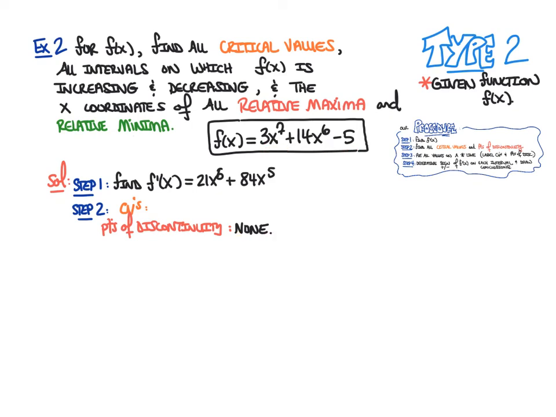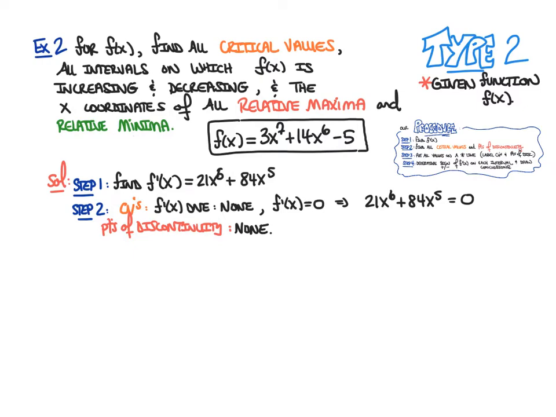For our critical values, there are 2 categories. The first is that the derivative does not exist, and there are no points that satisfy that. And the second for critical values is when the derivative is equal to 0. So we do have to do a little bit of work for finding when the derivative is equal to 0. We're going to set the derivative we've got from the last step equal to 0. So that's 21x to the 6th plus 84x to the 5th, set equal to 0.